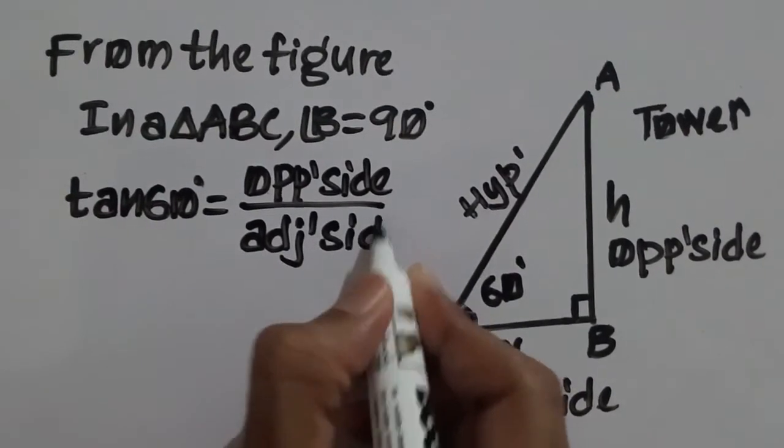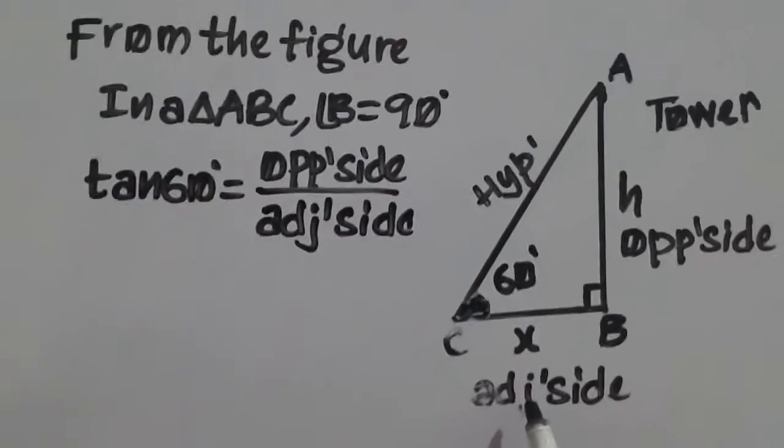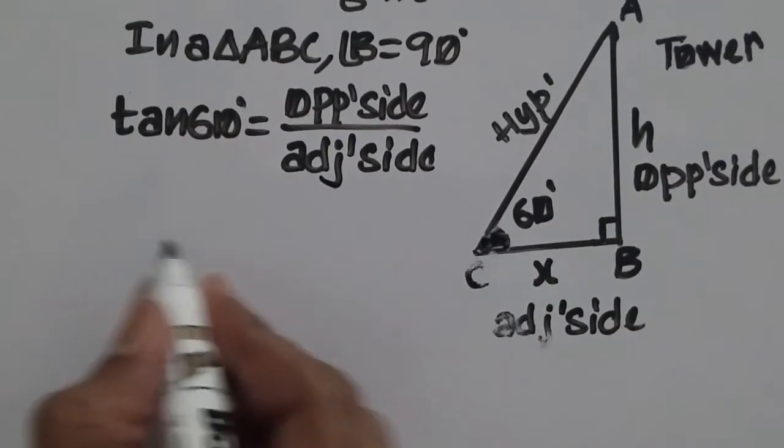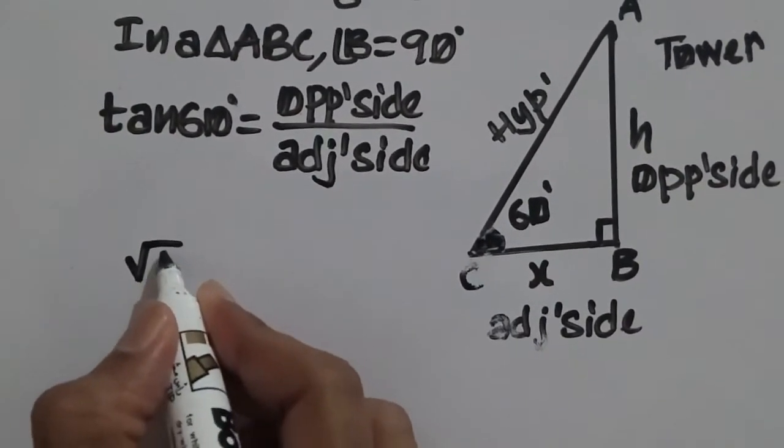Tan theta is opposite side by adjacent side. Here tan 60 degrees is equal to root 3.